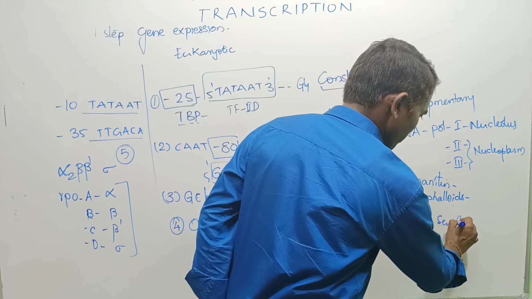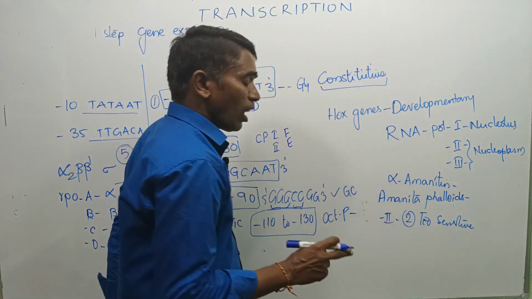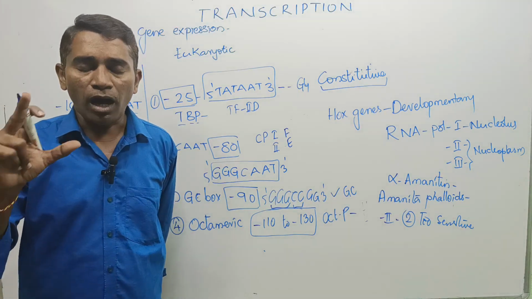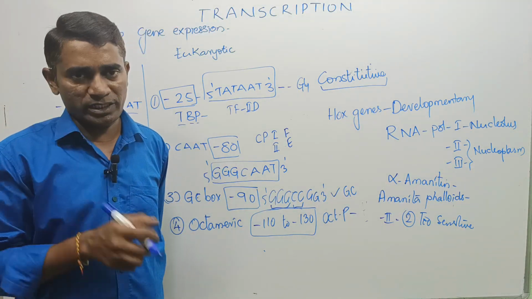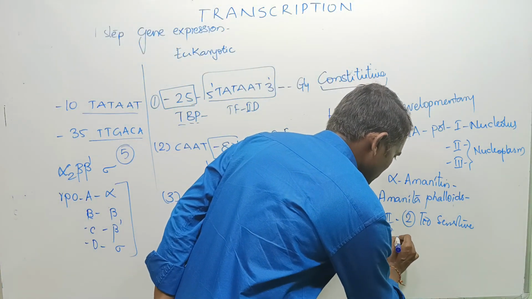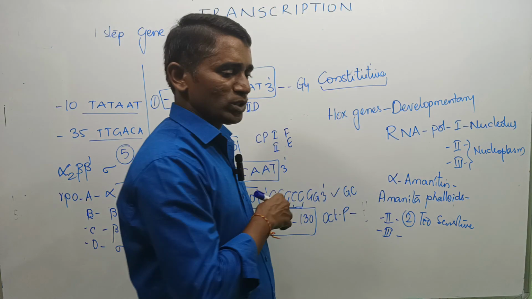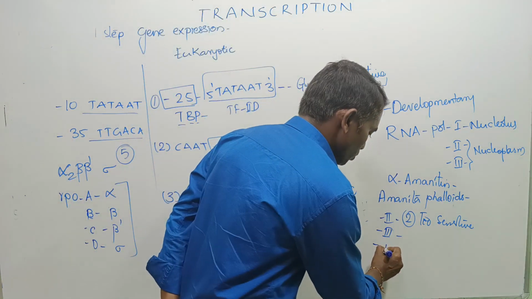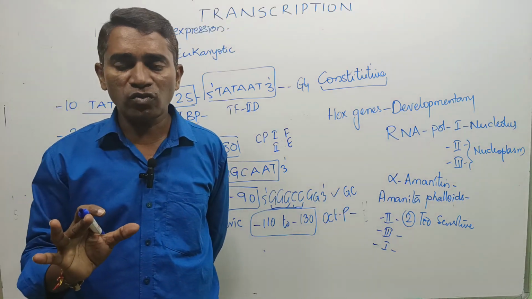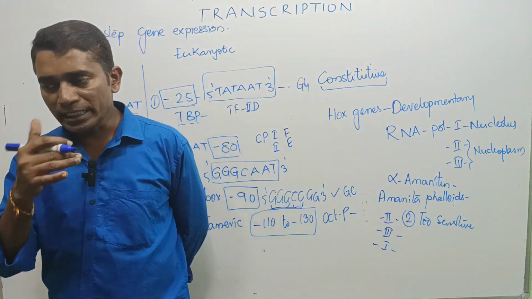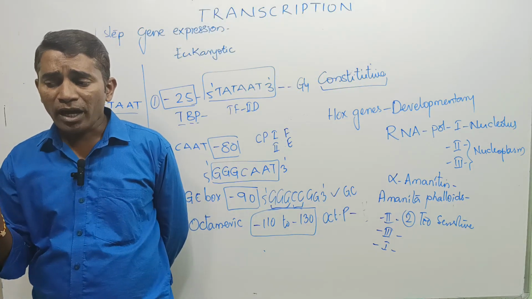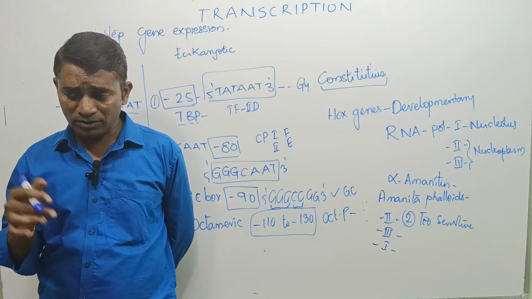How many times it has been asked in the entrance exam. Too sensitive means alpha amanitin completely inhibits RNA polymerase 2 activity. RNA polymerase 3 is moderately sensitive, it is inhibited to some extent. RNA polymerase 1 is insensitive. Alpha amanitin cannot inhibit it; it never inhibits RNA polymerase 1 activity.